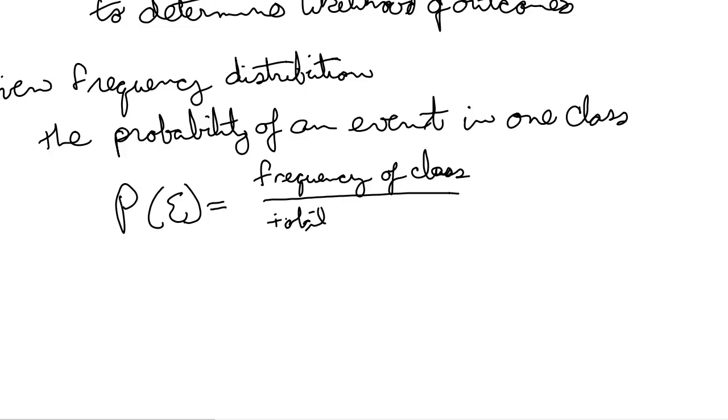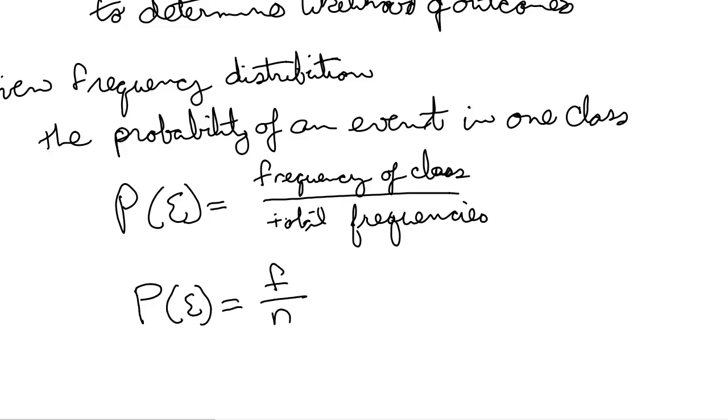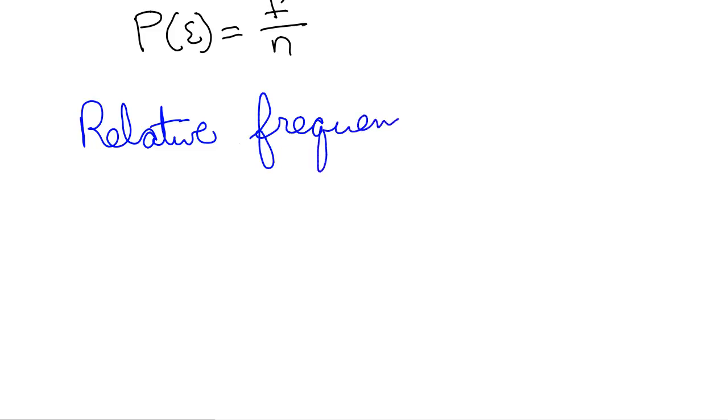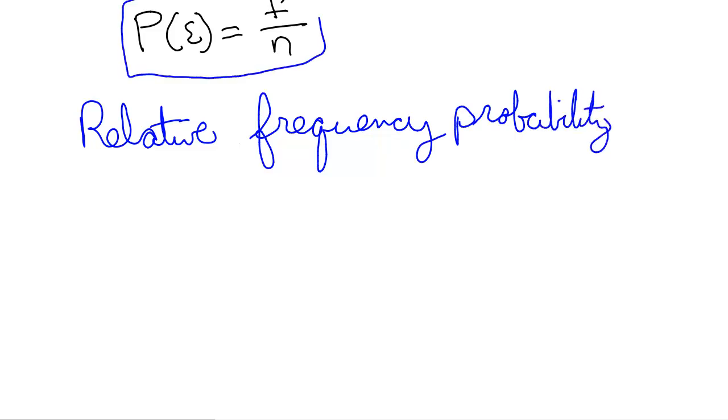Shorthandedly, the probability of event E is equal to F divided by N. Remember, N is our total number that we're looking at. This is also a lot of times called relative frequency probability, because when you find relative frequency, it's the exact same thing as this formula right here. So a lot of times we can do the relative frequency probability.